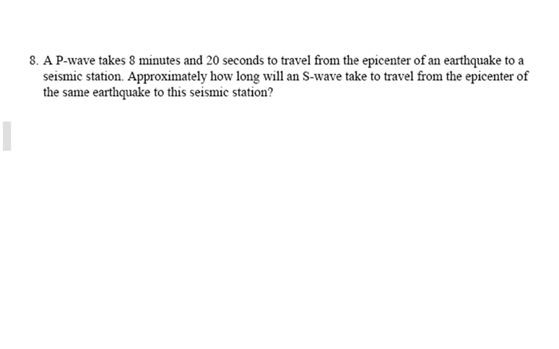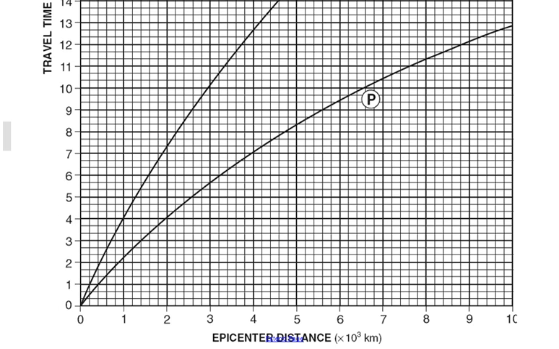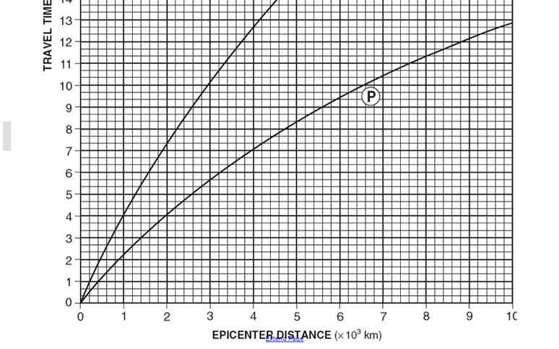So they tell us a little something about the P wave. They say the P wave takes 8 minutes and 20 seconds to travel from an epicenter to an earthquake. And their question is, well, if the P wave took 8 minutes and 20 seconds, well, how long did the S wave take to travel that same distance? So we go to our reference tables and we're going to find a P wave, 8 minutes and 20 seconds for the P wave. So remember, 8 minutes and 20 seconds would be right here, and I know that the P wave must have been 5,000 kilometers away, and they're saying it's the same earthquake.